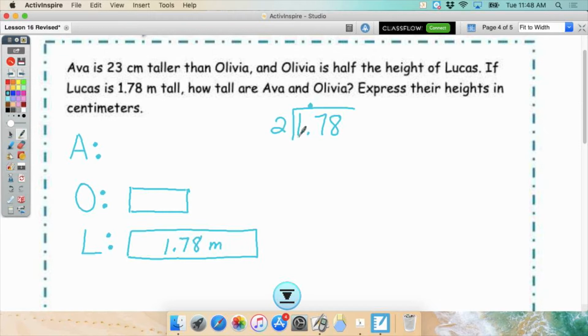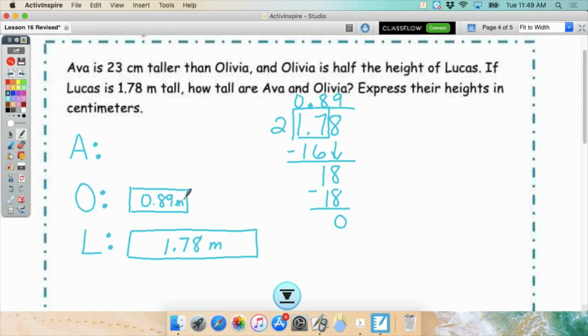Will I divide into 1 or 17 here? 17. So 2 times 8 is 16. Notice I'm not skip counting. I don't need 2 of my 2's, do I? And 2 times what is 18? 9. So we now know that Olivia is what? 89 hundredths meters. Okay?